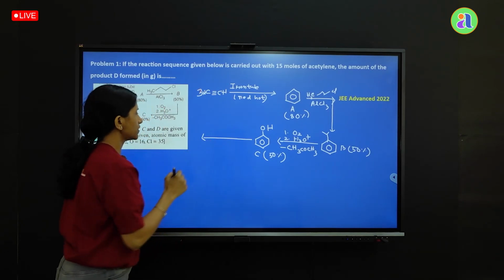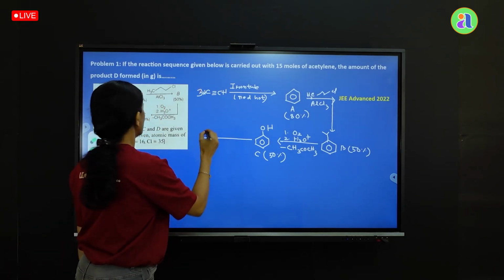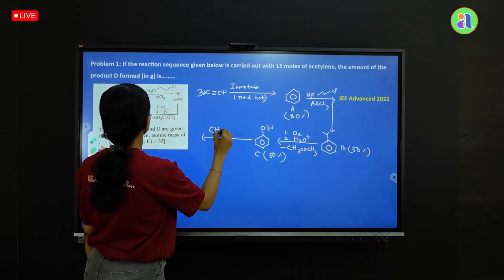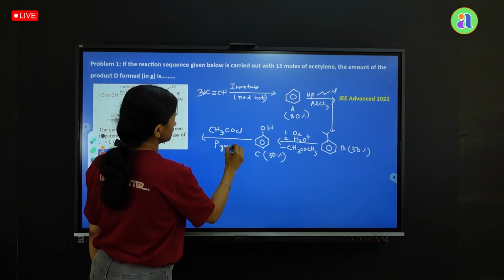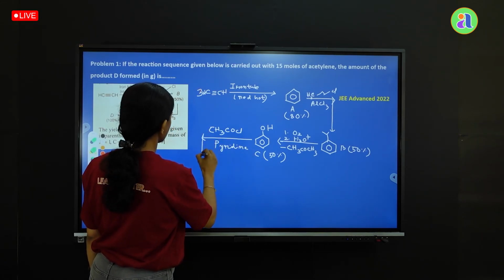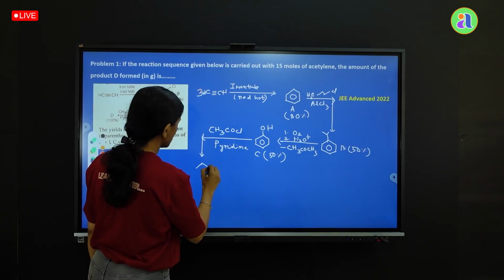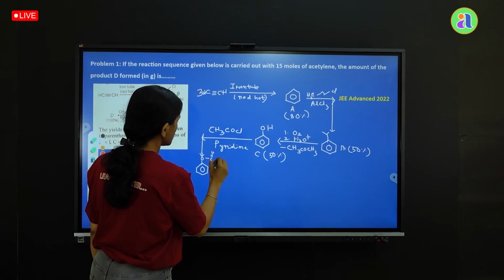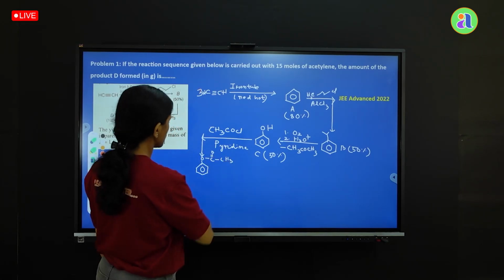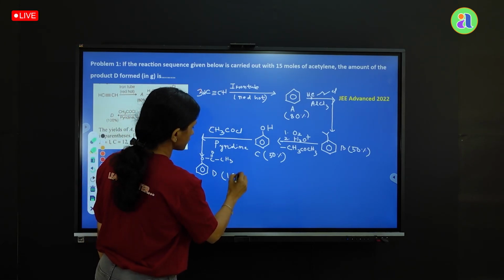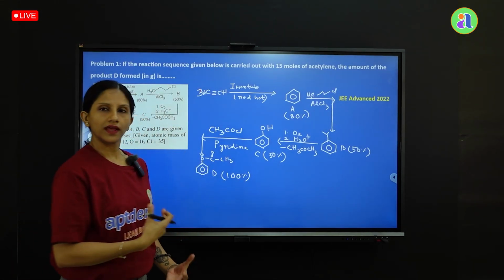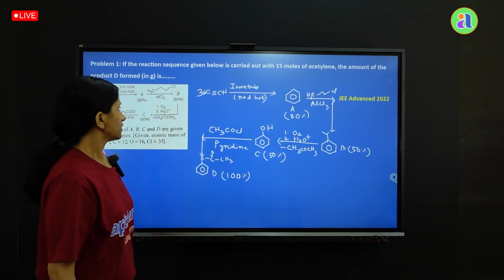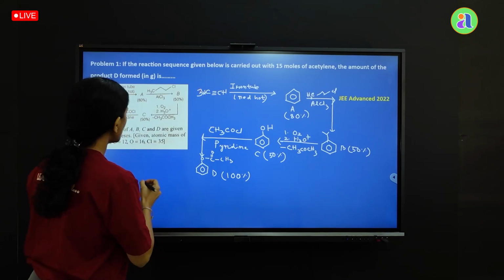Now the final one, that we have to get the product D, right? So what is the treatment? It is treated with CH3COCl and pyridine. So you will get the product D, which is the phenyl acetate, OCOCH3. So this is our D, which is formed 100%. Now we have got A, B, C and D from the given conditions, right? Now what can we write?